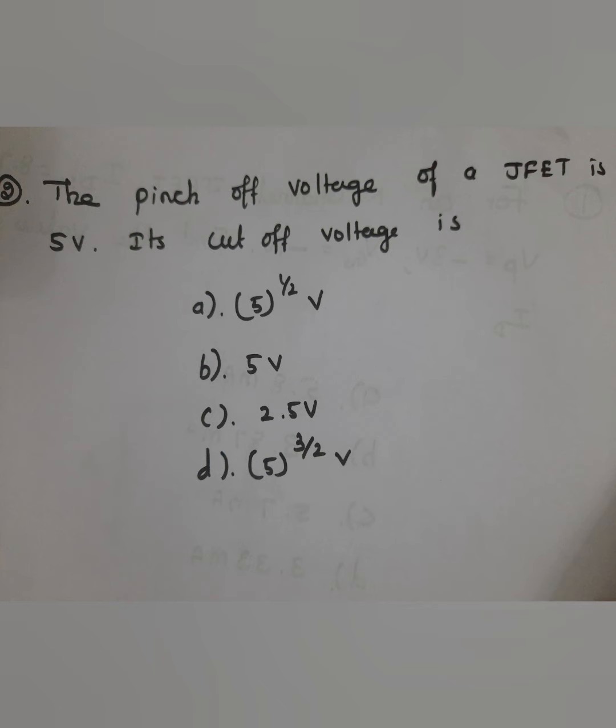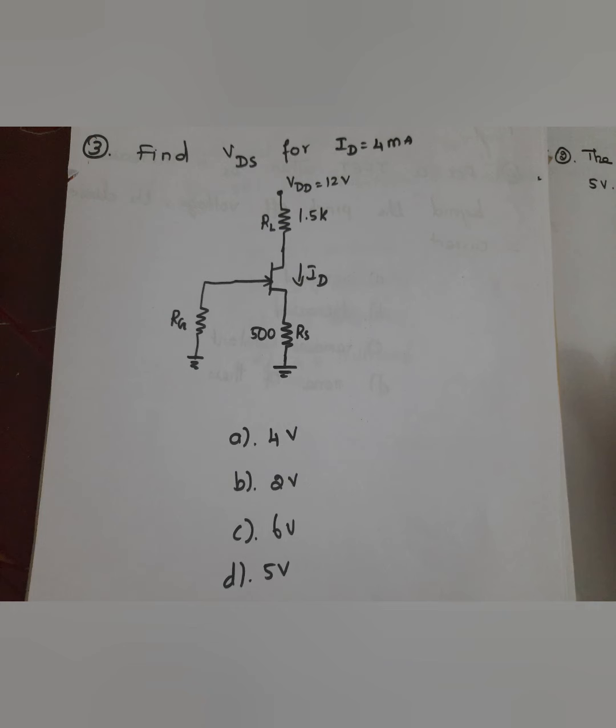Second question, the pinch off voltage of a JFET is 5 volt. Its cutoff voltage is, and find the answer. Third question, find VDS for ID is equal to 4 milliamps.